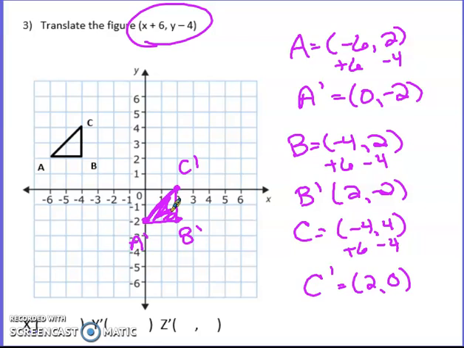So it didn't tell us whether we were moving left, right, up, down, horizontally, or vertically, but we can assume by looking at the translation, if I'm adding 6 to the x, that means it should move to the right. If I'm subtracting 4, that means it would go down. Well, if I look at my original shape, if I move it to the right and go down, we get my translated shape. Keep in mind with translations, it's just like solving an equation. What you do to one point, you have to do to both points.